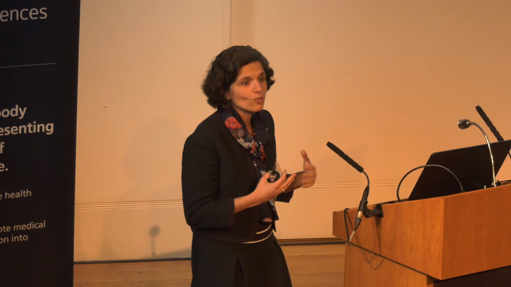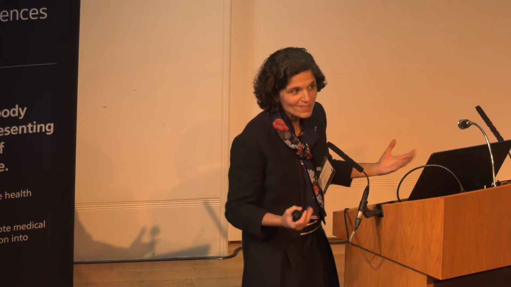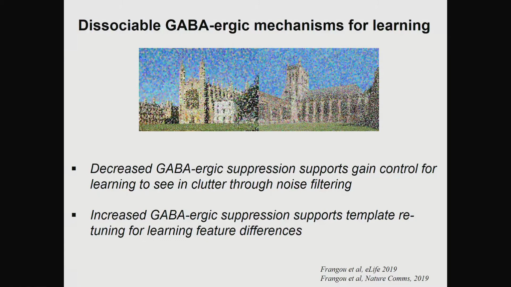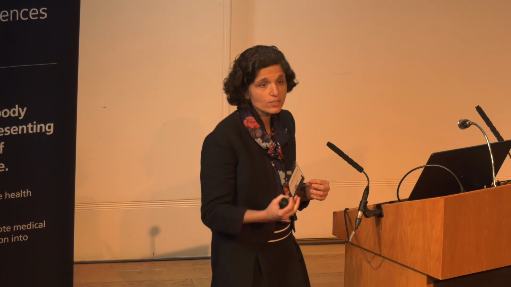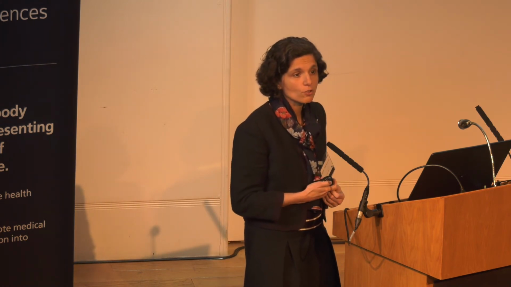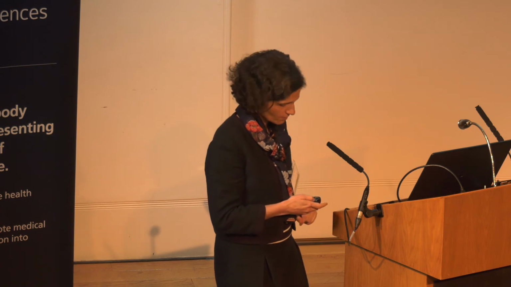So just to summarize, if you're discriminating between colleges in Oxford versus Cambridge, you actually need your GABAergic inhibition to help you become better in this task. We see that GABAergic learning-dependent plasticity changes in a very task-dependent manner, depending on what your interactions with the environment are, to support our ability for complex cognitive tasks.